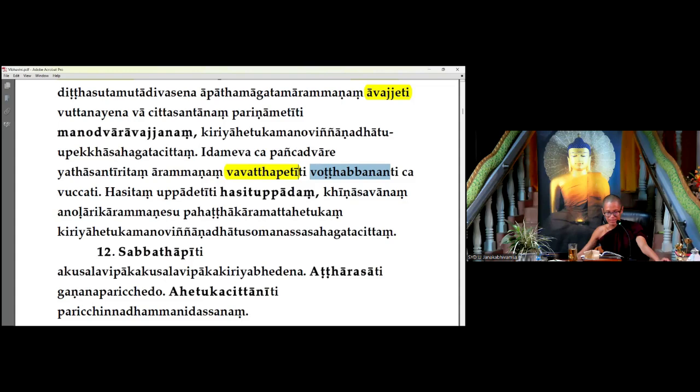And wawatabedi is like this: making a decision, deciding, marking, making a boundary. So it is a wawatabedi. Making a boundary, decision, marking. It is a wawatabedi.